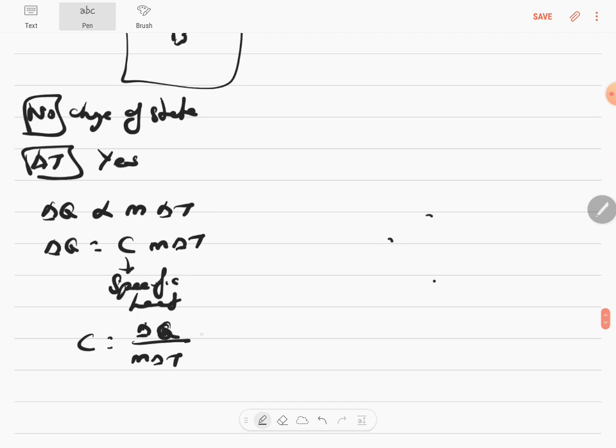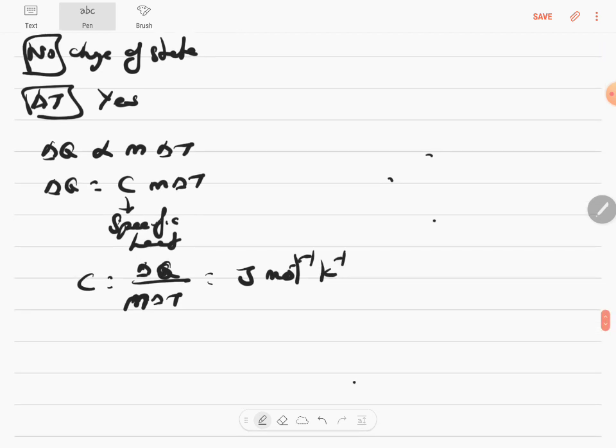Delta Q is nothing but the heat supplied. The SI unit for specific heat is therefore joule per kg per Kelvin, or sometimes M can also be called the number of moles, N, so delta Q by N into delta T. So it's generally joule per mole per Kelvin, or can even be degrees Celsius sometimes, depending on the question. So this is specific heat.